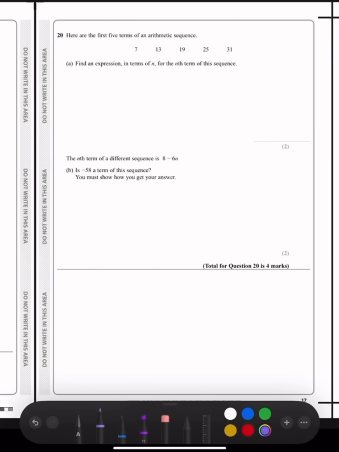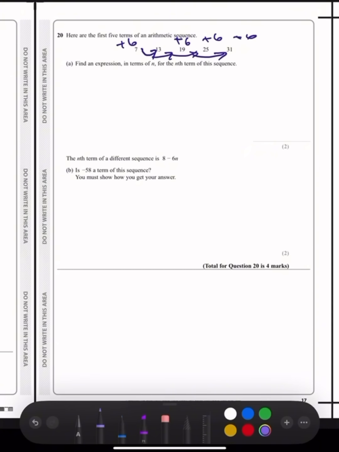This topic is about sequences, so we need to find the difference from 7 to 13, from 13 to 19, 25 and 31. That's the very first thing to do. When we go from 7 to 13, we can see a difference of plus 6. If we check the others, 13 to 19, 25, 31, we see a plus 6 all the way. So we write that.